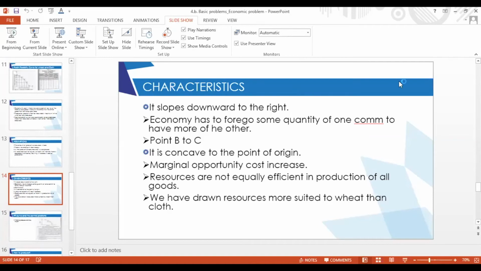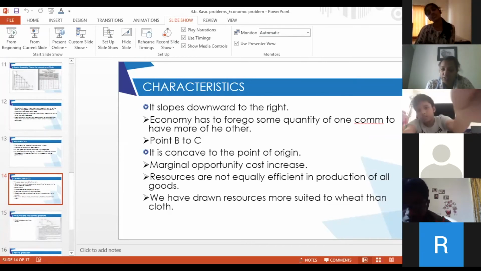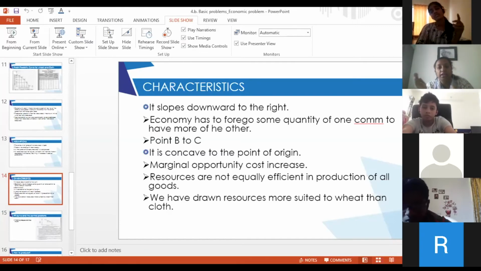Yes, ma'am. Okay, so now what are the characteristics of a PPF curve? The first one, I have told you, is that it slopes downwards towards the right. Why does it slope downward? Because the economy has to forgo some quantity of one commodity so that it can have more of the other. It cannot happen that both of them can increase together if the economy is working at efficiency. This I have shown you with an example also.